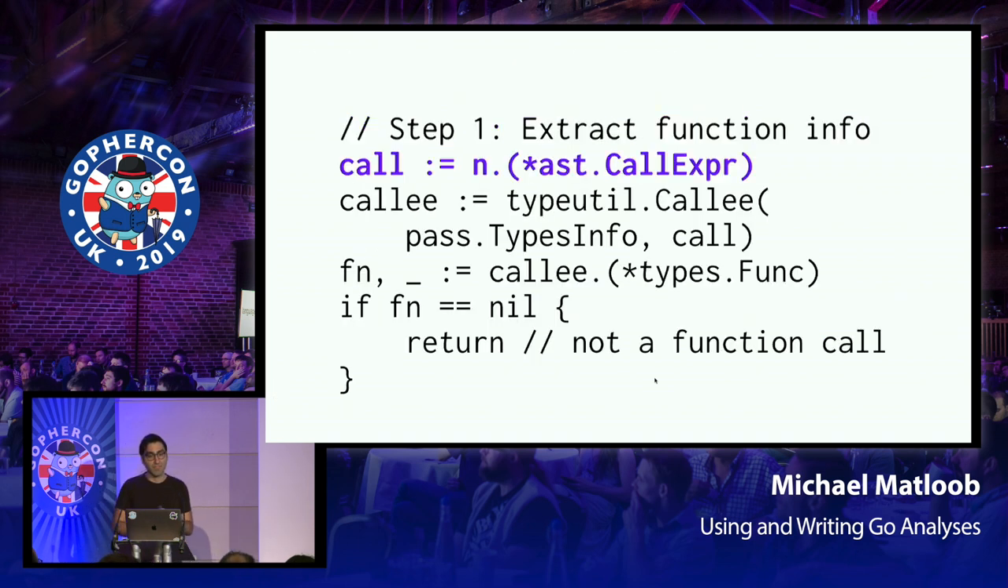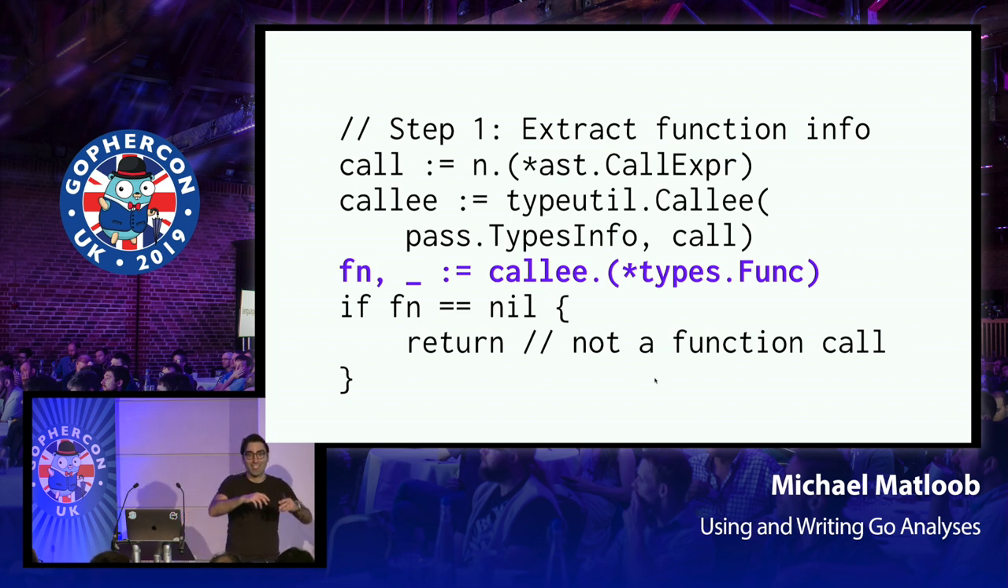Okay, step one. So we did a filter. We know that everything that we're getting is a call expression. So right off the bat, we can do a type assertion. Then we'll use type util callee to get the information for the function that we're calling. And we'll try to do a type assertion to a function. Now in Go, there are some things that look like function calls that aren't actually function calls. And in the syntax, they're represented as function calls because the syntax doesn't discriminate between what the code is doing, just essentially what it looks like. But the types know. So we can check here. And if it's not a function, we're just going to return, we'll leave.